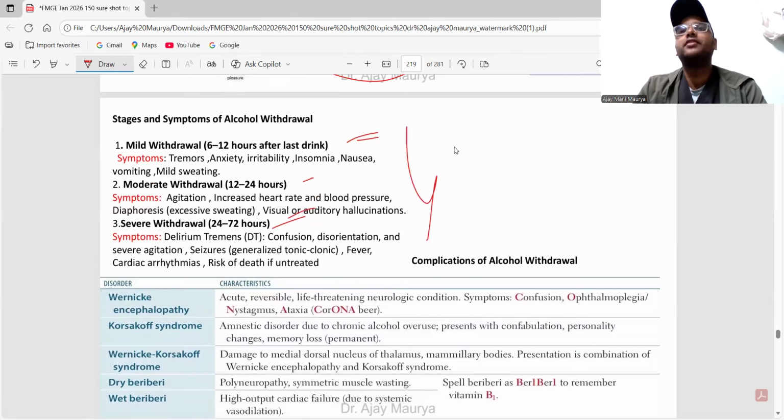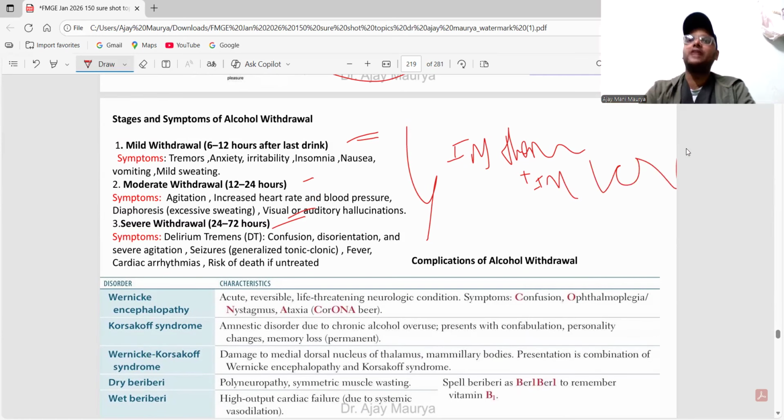What is the drug of choice here? We will give injection thiamine. Injection thiamine you have to give, and also you have to give injection lorazepam, which is a benzodiazepine. After that, guys, for the withdrawal symptoms you have to give disulfiram. Okay. For anti-craving, you have to give naltrexone and acamprosate.